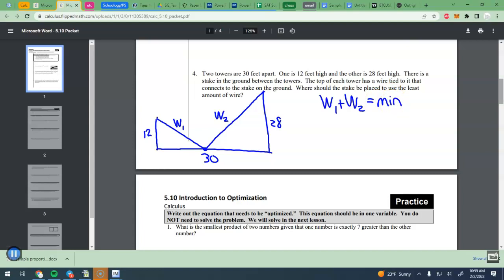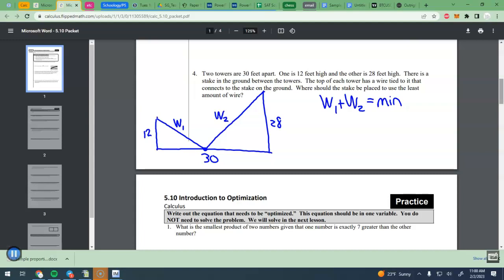So should I put this way over here and have a really tiny wire here, but then a really long one there? Should I put it over here where it'd be smaller this way, but longer this way? Should it go right in the middle? I'm trying to buy this wire. I don't know what it costs, but I'm assuming it's expensive and I don't want to buy more than I have to. So where can I put this to make it so I have the least amount of wire possible?